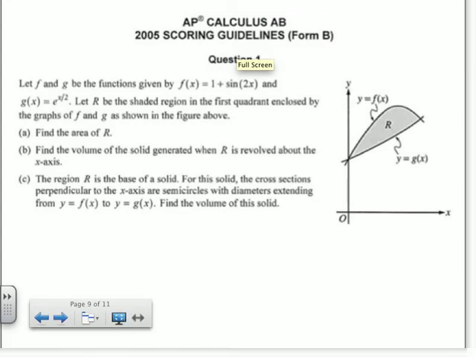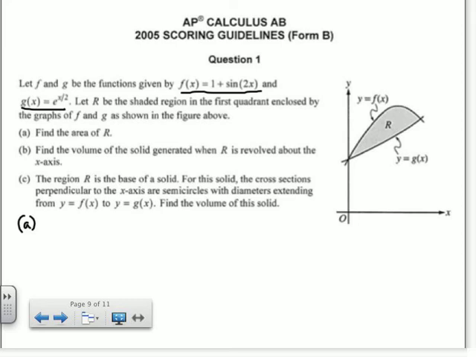Okay, we're going to do the 2005 question number 1 on the AP Calculus exam from Form B. It says, let f and g be the functions given by f of x equals 1 plus sine of 2x, and g of x equals e raised to the x over 2. Let R be the shaded region in the first quadrant, enclosed by the graphs of f and g as shown in the figure above. So part A says find the area of R.